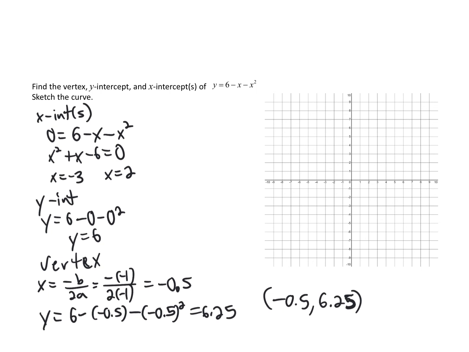Now, plot all your key points. So we have x equals -3, x equals 2, y equals 6, and then we have -1/2, 6.25, which is approximately there. And then try and connect the dots as smoothly as you can.